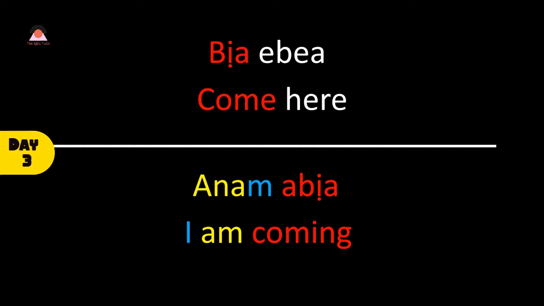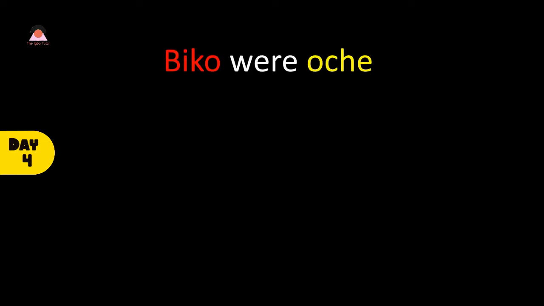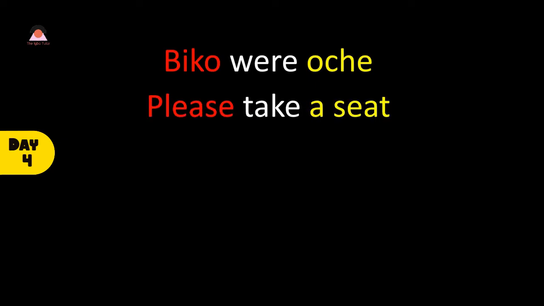So go around, look around yourself here. Look for that child, that mom, dad, friend, neighbor around you, and say bia eba to him or her, and then expect an answer or a response, which is likely to be anam abia or lee me eba, which means here I am. Biko were oche, which means please take a seat. Biko were oche, please take a seat.